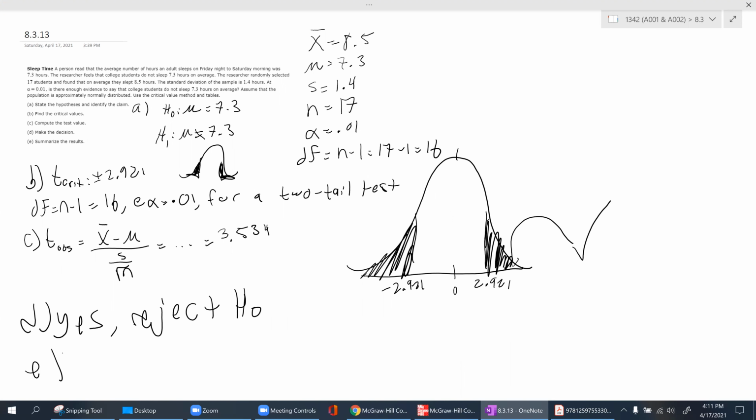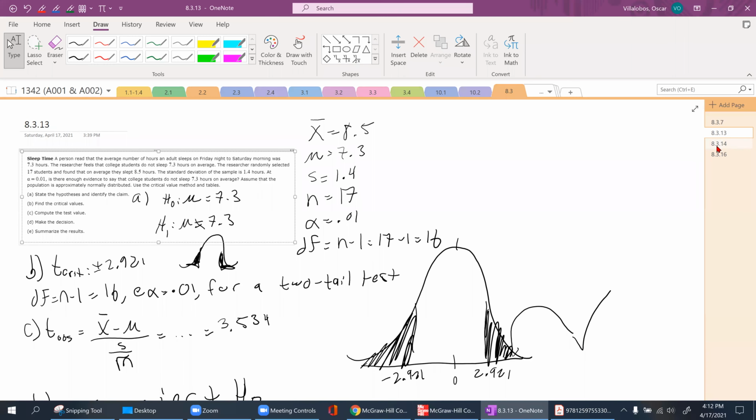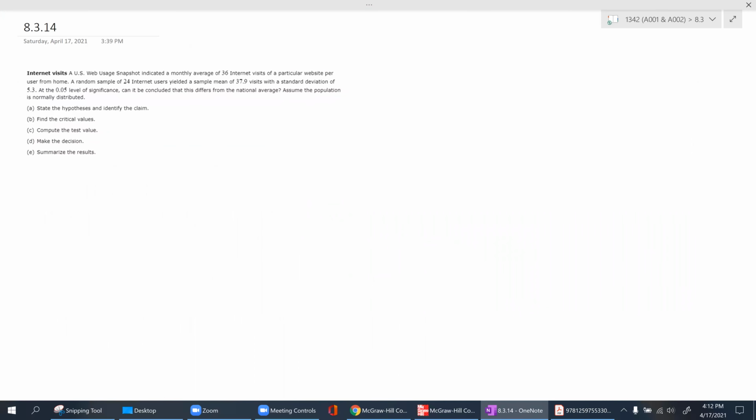Hypotheses. All right, so if you're going to answer the question, the question was, is there enough evidence to say that these students did not sleep 7.3 hours? You would say yes, there is enough evidence to say that the college students do not sleep 7.3 hours on average. Very nice.